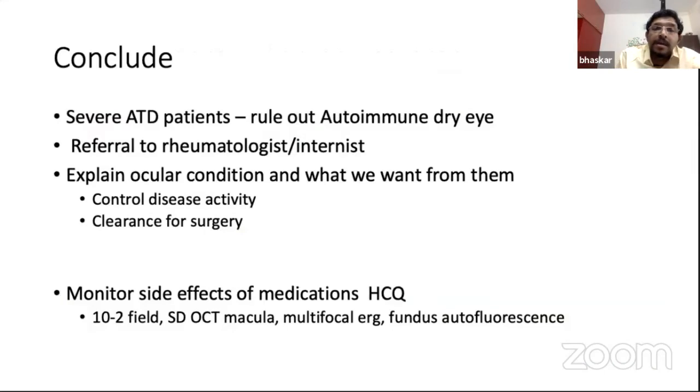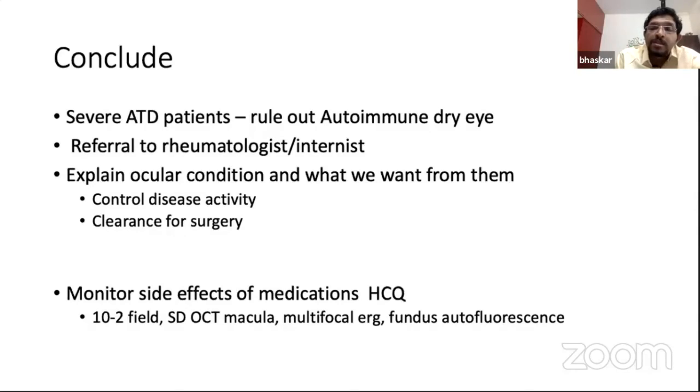So to conclude, in very severe ADD patients, less than 5, always rule out an autoimmune disease. Refer to the rheumatologist or internist whenever you're seeing an SJS less than 5 and you're having a history suggestive of dryness of the mouth or systemic complaints. You explain the ocular condition, not just to the patient, but also to the rheumatologist, because we want them to know that we want them to control the disease activity, or we want them to give us a clearance for surgery.